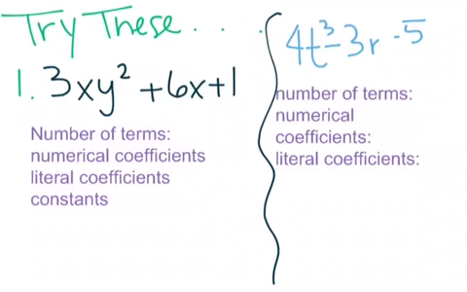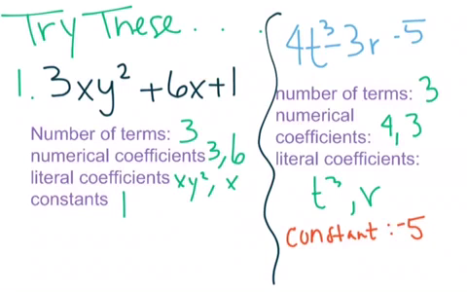All right, let's do the try of these. So we have 3xy squared plus 6x plus 1. Okay? I want you to pause the video, tell me the number of terms, tell me your numerical coefficients, tell me your literal coefficients, and then your constants. Okay, so I'm sure you got all these correct, but let's just go over it super quick. So the number of terms here are 1, 2, and 3. Our numerical coefficients are 3 and 6. Our literal coefficients are xy squared, and then x.